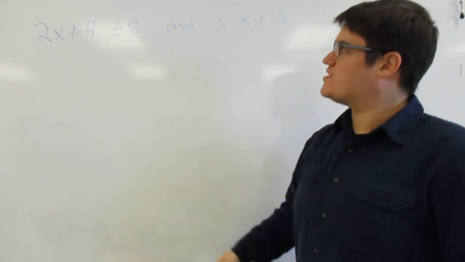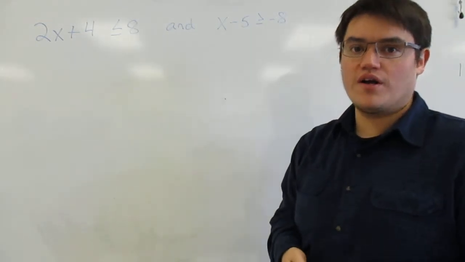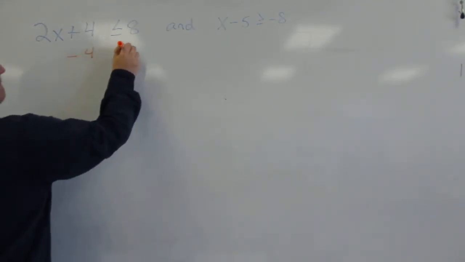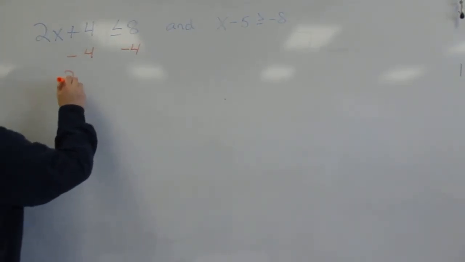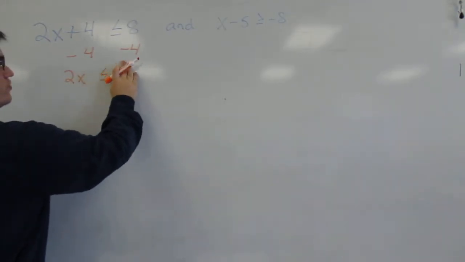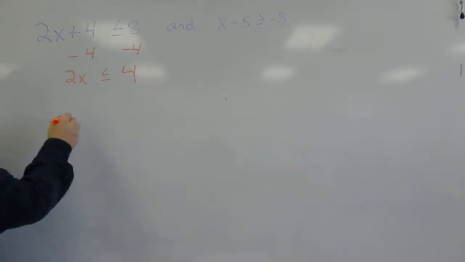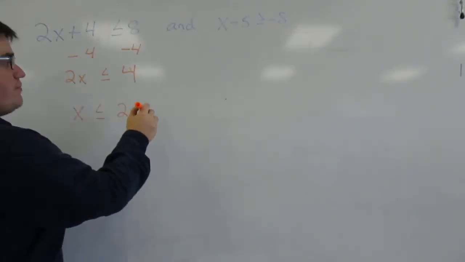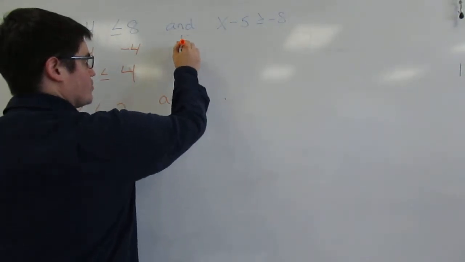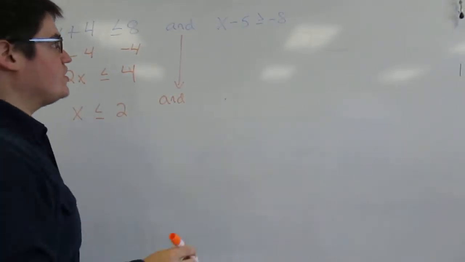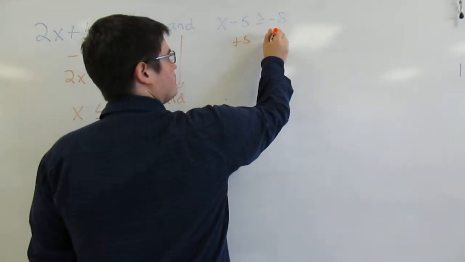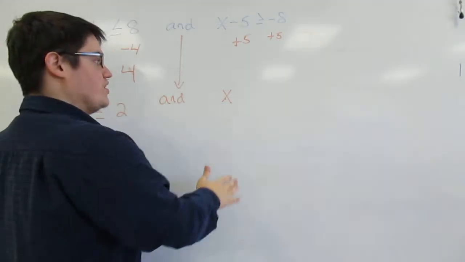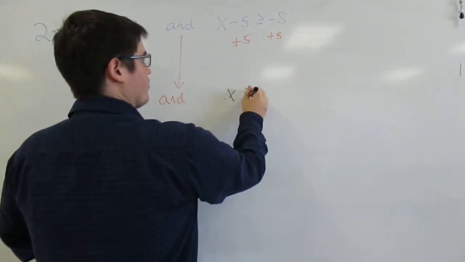Okay, so a good first step is to solve both of these like we did before, and then we'll see what happens. So for this guy here, I can subtract 4 from each side. So I have 2x less than or equal to 4. Divide by 2. X is less than or equal to 2. And we keep the and. It's really important. Bring that down. Then this one's nice and easy. Add 5. So x, well actually, for you guys I'll do it in different colors. X is greater than or equal to -3.